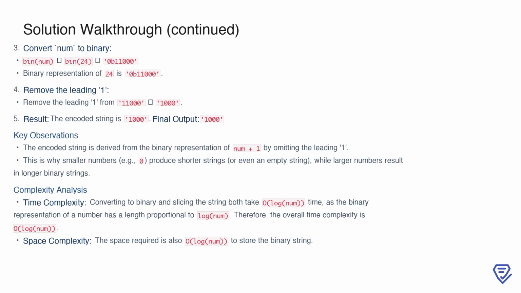From these examples, we can observe that the encoded string is derived by taking the binary representation of number plus 1 and omitting the leading one. Smaller numbers produce shorter encoded strings, while larger numbers yield longer strings. The time complexity of this process is O(log number), as converting to binary and slicing the string both depend on the number of binary digits, which scales logarithmically with the input size. The space complexity is also O(log number), since storing the binary string requires space proportional to its length.